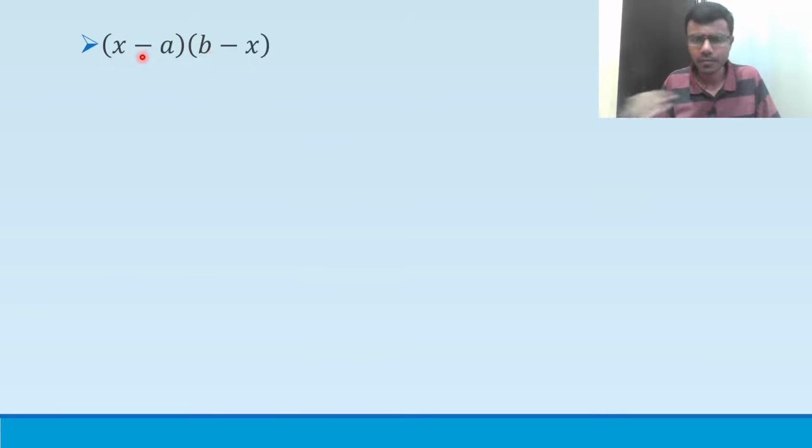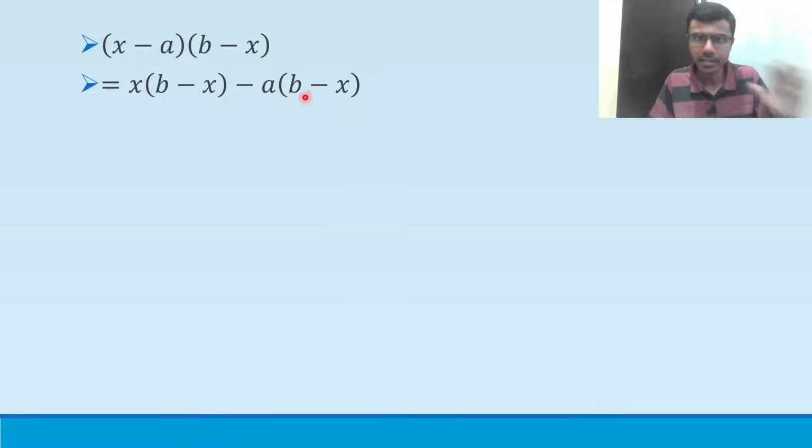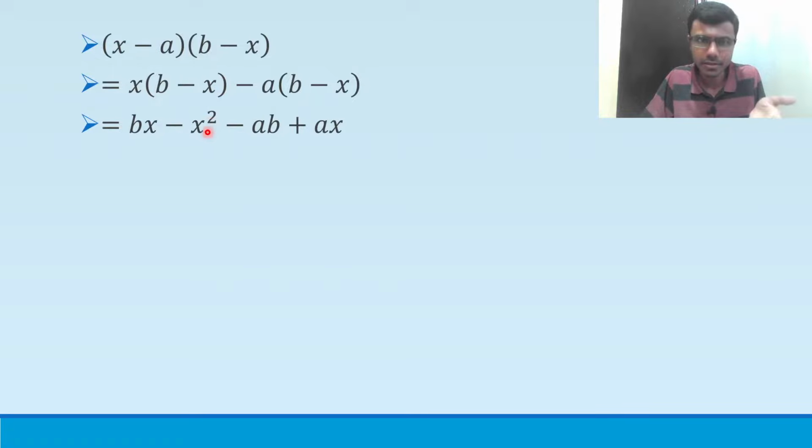So first, basic expansion. x into the second bracket minus a into the second bracket. Very simple expansion, nothing much. So x into b is bx minus x square, since x into x is x square, and minus ab from minus a into b, and minus a into minus x would be plus ax. All good?